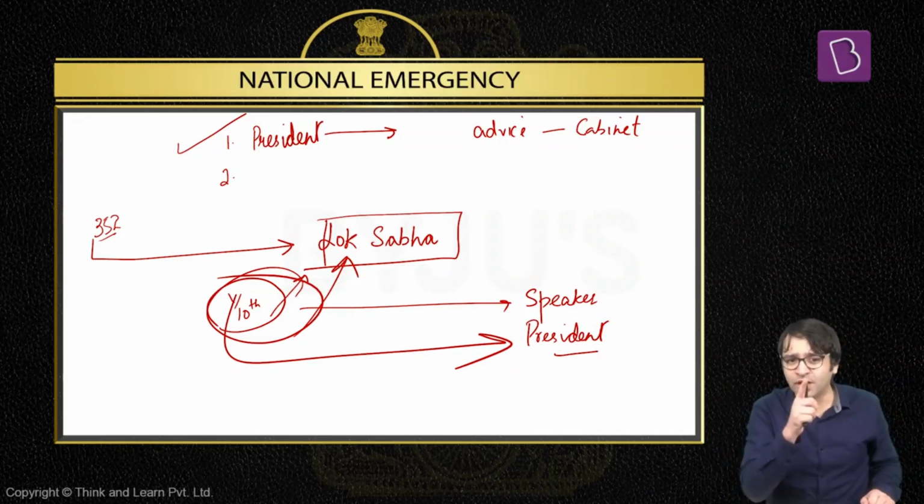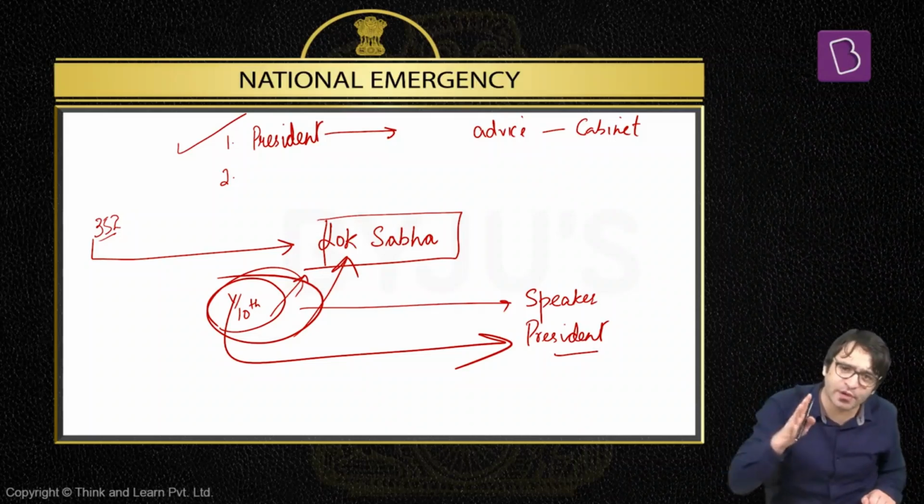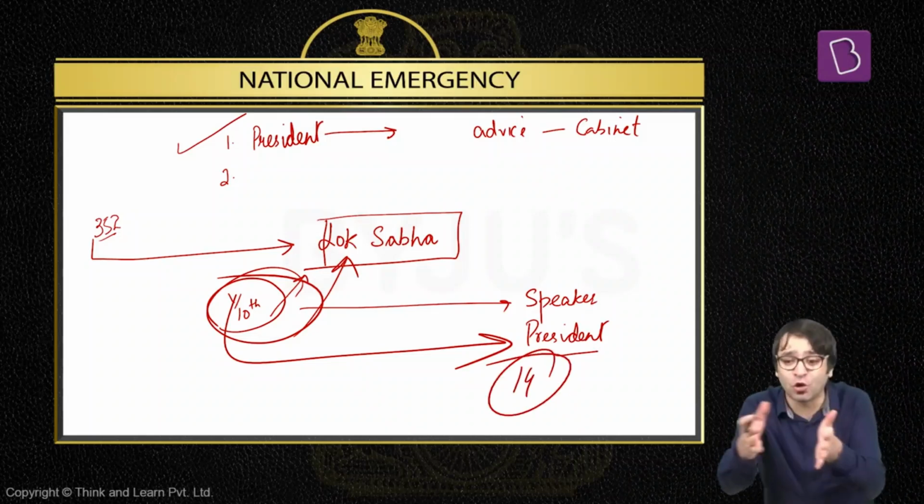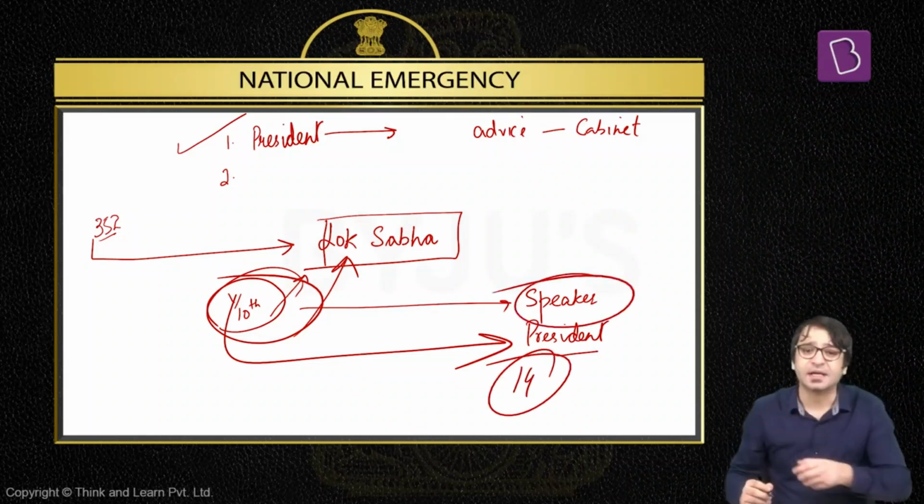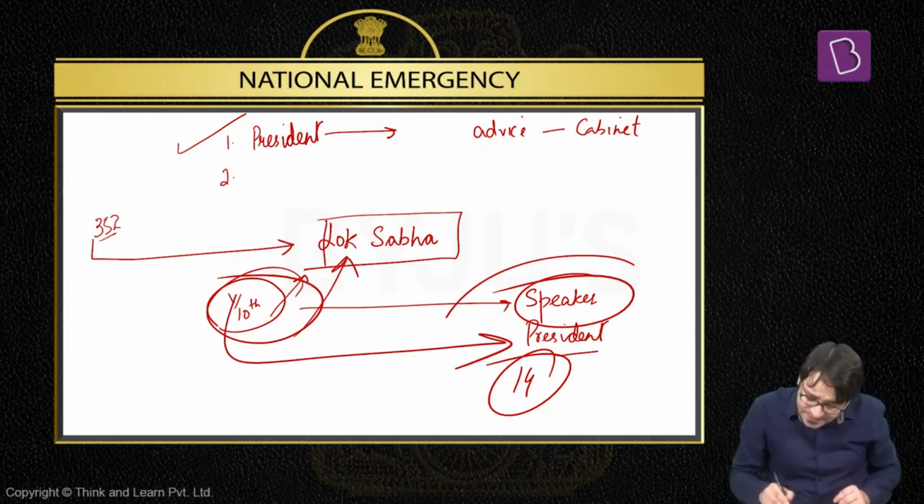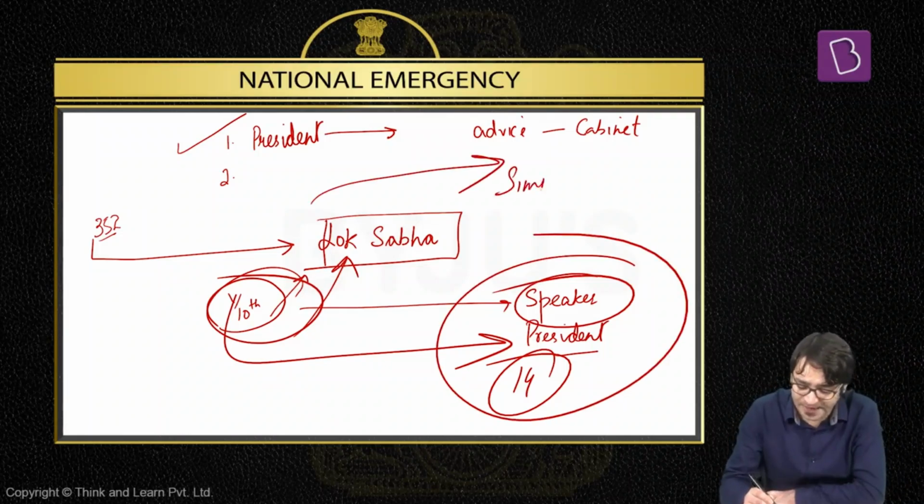Why? Because we do not want to give approval to this national emergency. We want this national emergency to be revoked in this country. For that, within 14 days, the president has to call the session of Lok Sabha. Within 14 days, the speaker has to have a vote on national emergency in Lok Sabha. And it is in this session, if the resolution is passed by Lok Sabha, this time by simple majority.